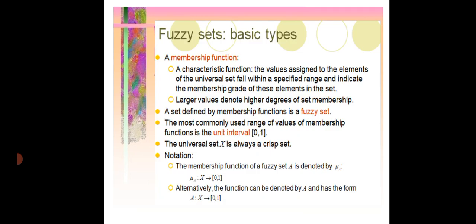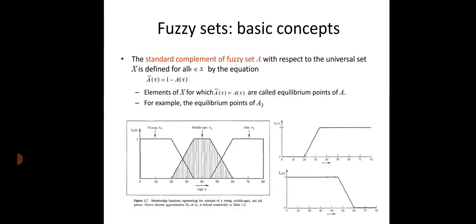So we are going to the fuzzy set. A characteristic function assigns values to the elements of the universal set within a specific range and indicates the membership grade of the element in the set. I have already stated that the fuzzy set's membership function values range over the unit interval 0, 1. Simply, it is a mapping from a universal set to the closed interval 0, 1.